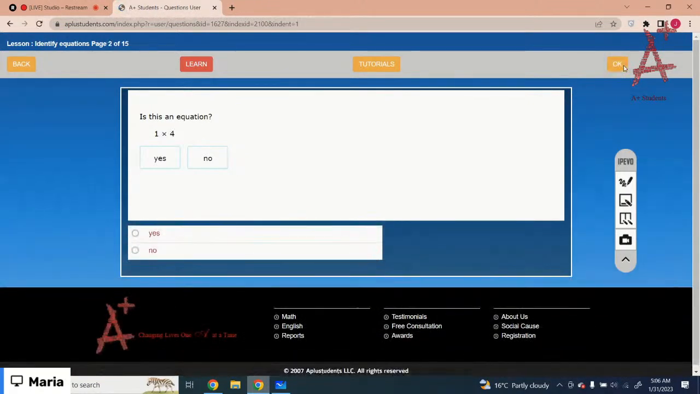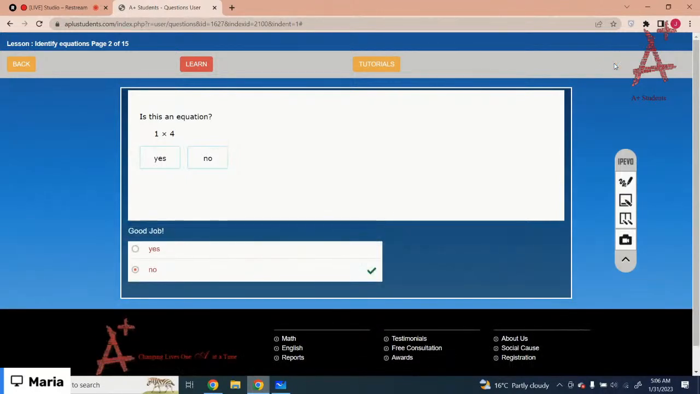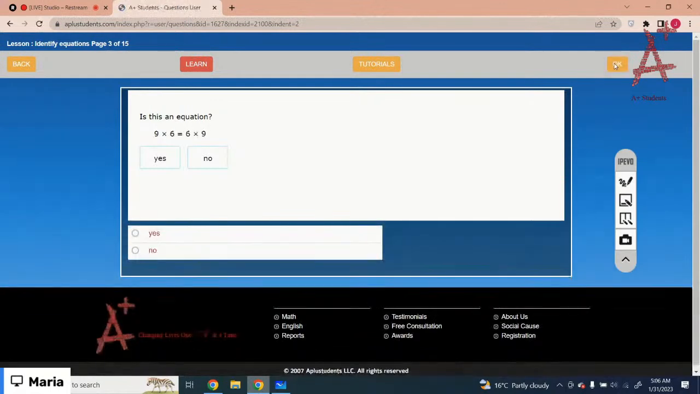Okay, the next one, is this an equation? 1 times 4? The answer is no, this is not an equation. Got it? You don't know what times 4 equals. So this is not an equation. The correct option is no. Very good.